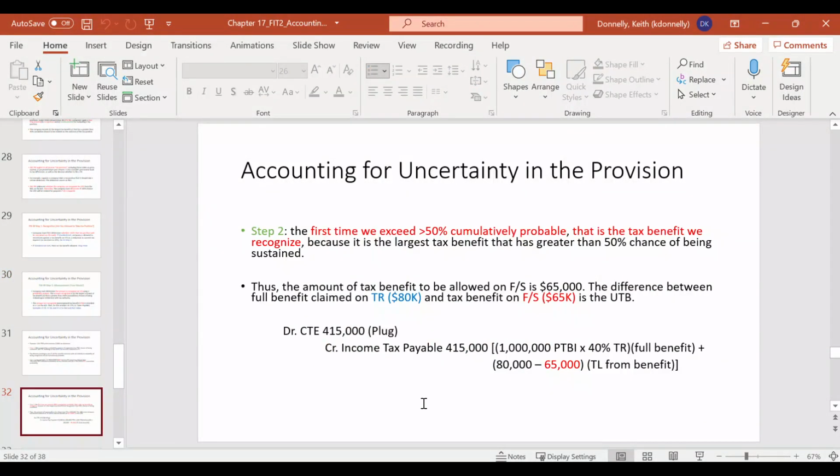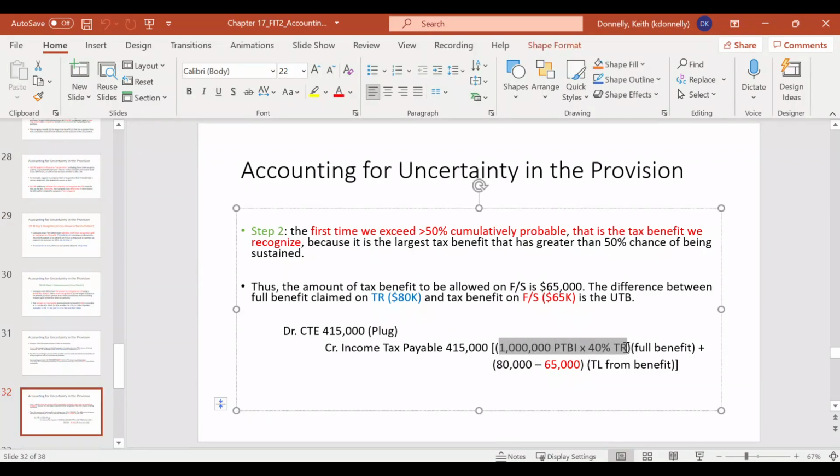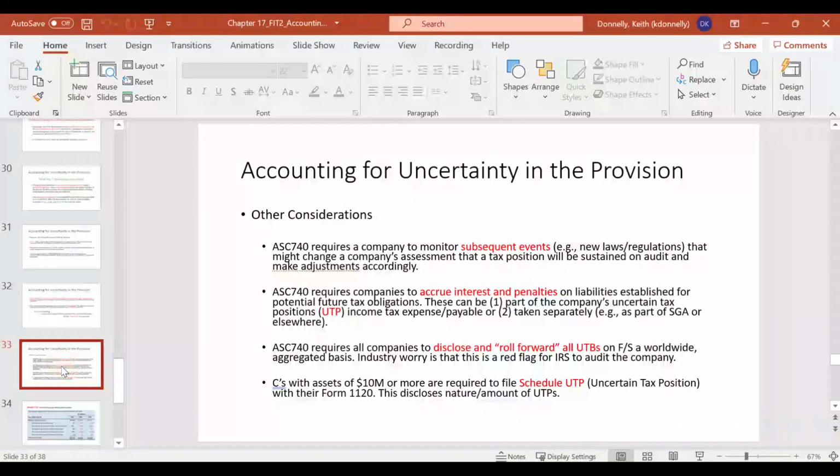So you can kind of see the math with it, right? We have 1,000 PTBI times the 40% tax rate, which is the full benefit. Plus we have to add to that the unrecognized benefit, which is going to be the $15,000, the difference between the 80 and the 65. There you're going to have your 415 from that.